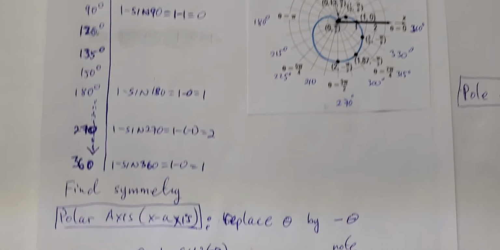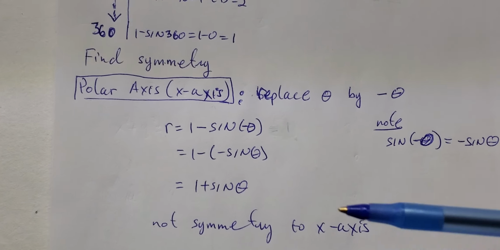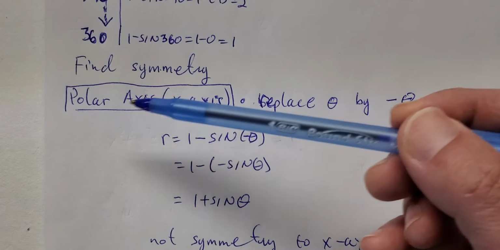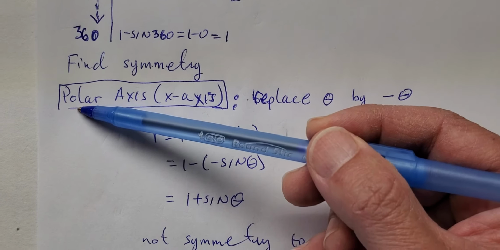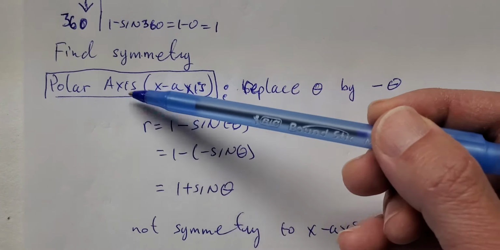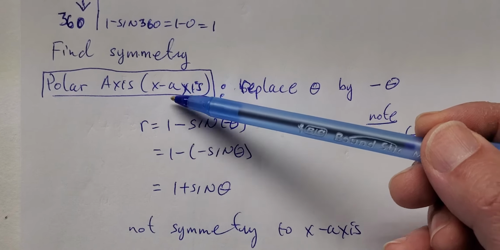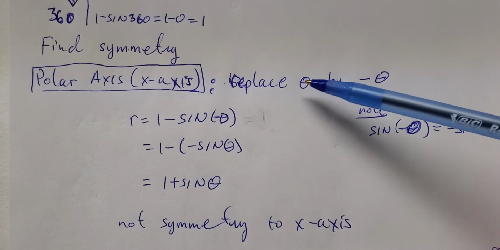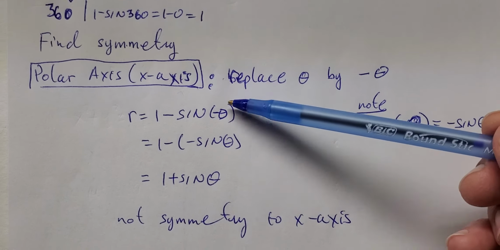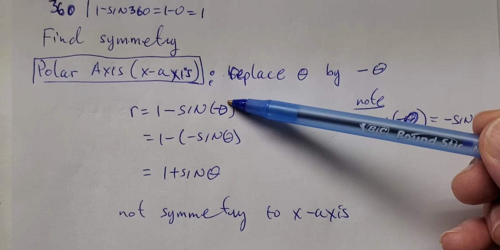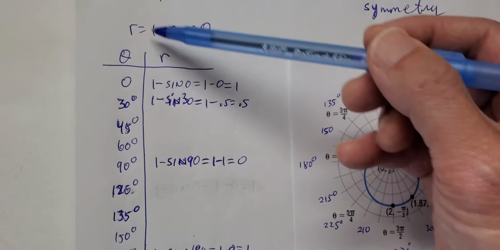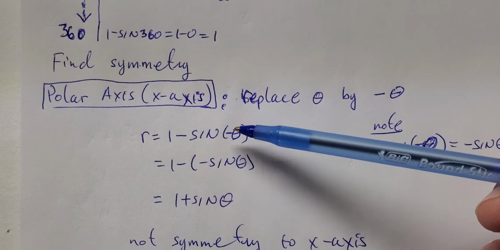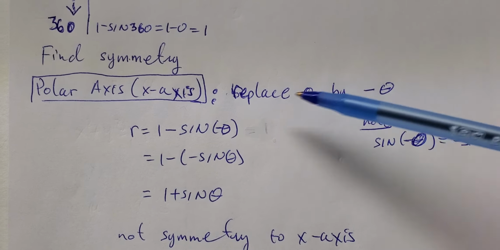Okay, so symmetry, all right, there are 3 of them. First one is the x-axis, and sometimes it is also called the polar axis. So the polar axis is the same as the x-axis. Okay, so replace theta by negative theta. So go back to the original equation. Our original equation is this right here. Go back and replace theta by negative theta.